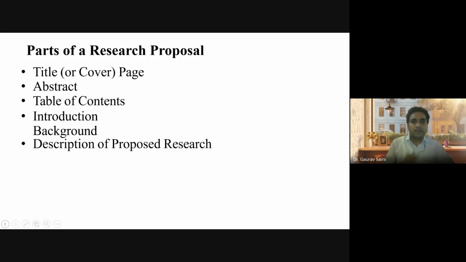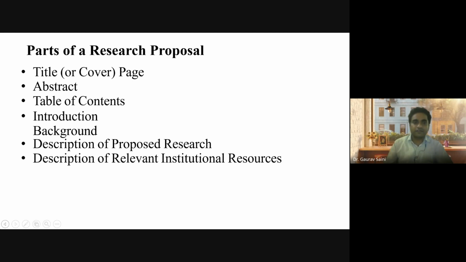Then comes the description of the proposed research: what you are trying to do, what your objectives are, what the descriptions are. Because you have already discussed the basics and the literature review, now you describe your proposed research, and this should be in detail. Not what you have already covered in the literature part, but your idea and your description. This is the heart of your proposal, so it has to be covered in a way that the reviewer knows the clarity of your proposal and your ideas.